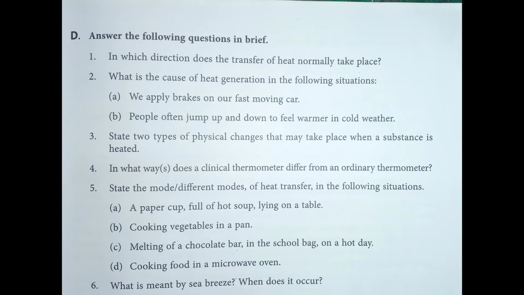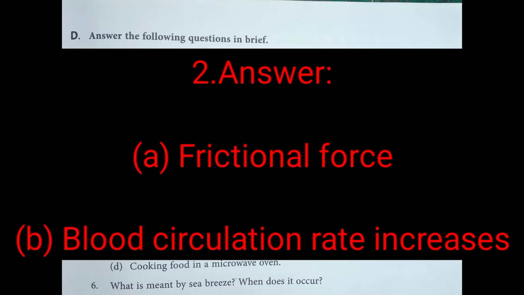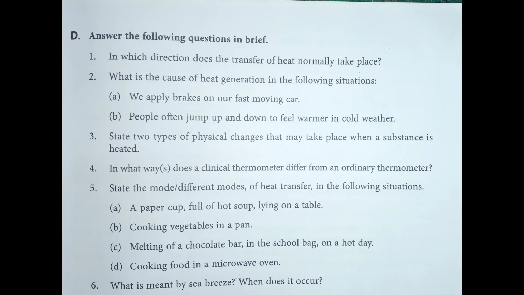Question number 2. What is the cause of heat generation in the following situation? A. We apply brakes on our fast moving car. B. People often jump up and down to feel warmer in cold weather. Answer. A. Frictional force. B. Blood circulation rate increases.